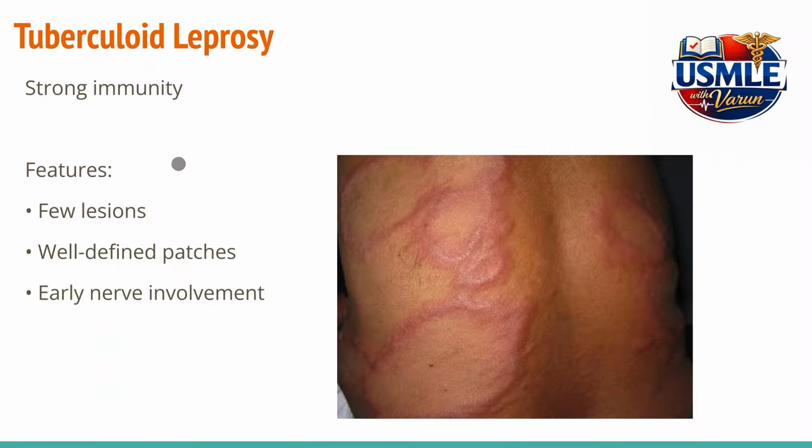So, in this form of tuberculoid leprosy, the immune system is strong. As a result, infection is well contained. So, you only see a few skin lesions and they are well defined. Nerve involvement occurs early, leading to loss of sensory innervation. So, strong immunity results in limited disease, that is tuberculoid leprosy.